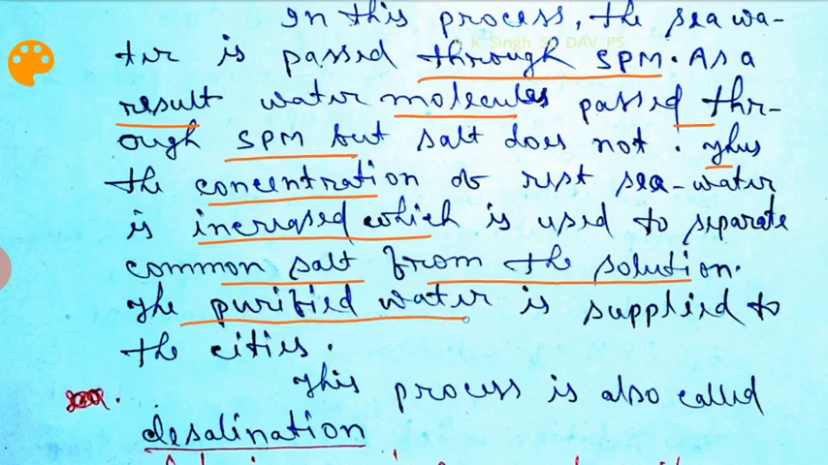The purified water is supplied to the cities. This process is also called desalination. Desalination means to remove the salt from the sea water.